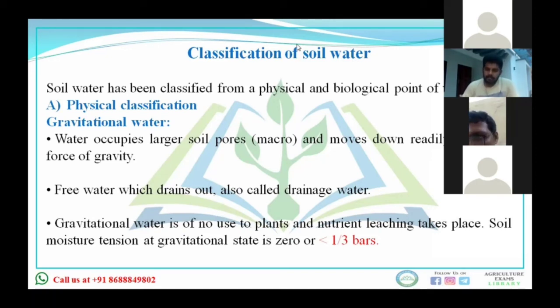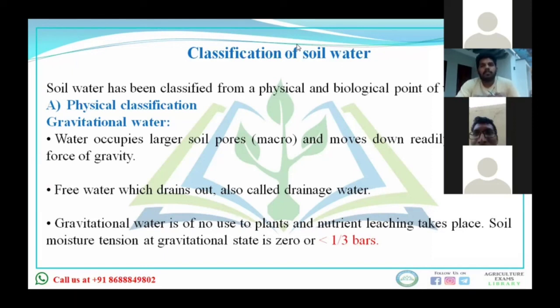Structure also affects the gravitational water. Talk about the plateau structure: the movement of gravitational water is not that much in plateau structure. That is slow. But in granular and crumbly structure, that helps gravitational water movement. Now here you may get confused, because here we are talking about the granular and crumbly structure. See, if it is helping, think this way.